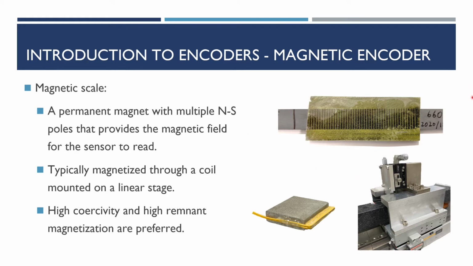And as shown in the figure, this one is the incremental scale, this one is a coil designed for 1 mm pole length, and this one is the linear stage.